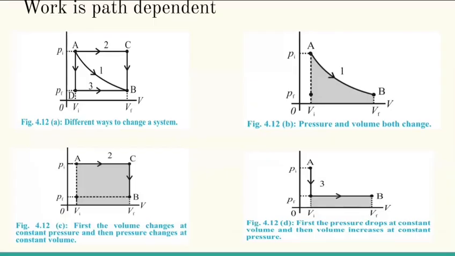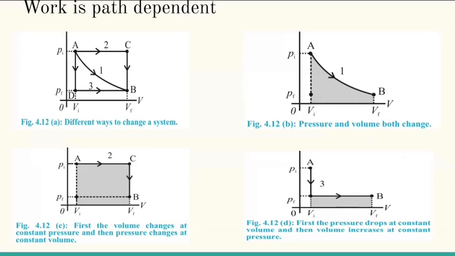Now, how is work path dependent? There are state A and state B. Let us consider state A as the initial state and state B as the final state. So there are three different ways to move from state A to state B. First is directly from A to B. Second is A to C and C to B. Third is A to D and D to B.